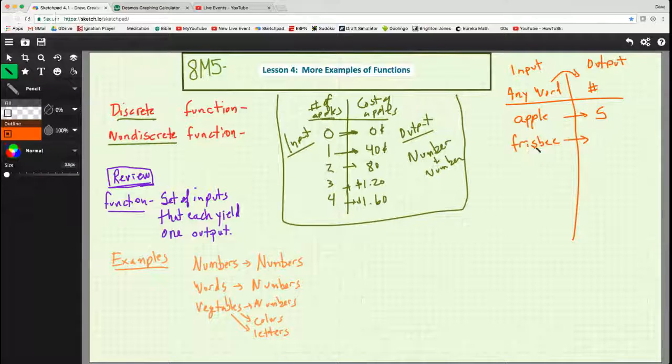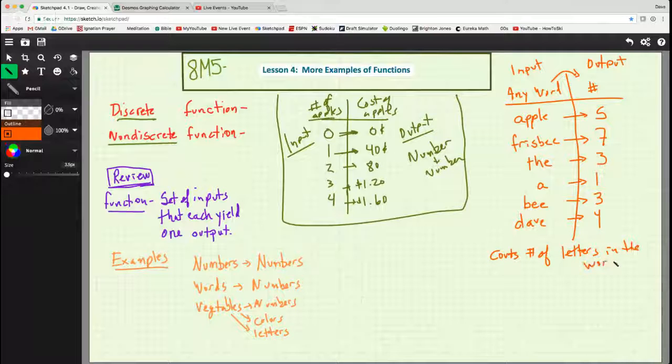A frisbee would give you a 7. The word the would give you a 3. The word a would give you a 1. The word bee would give you a 3. How about the word Dave? That would give you a 4. Can anyone guess the function? If you can guess this function, raise your hand. All right, I'm calling on Susie. And Susie says the answer is it's the number of letters in the word. That's what our function does. It counts the number of letters in the word.